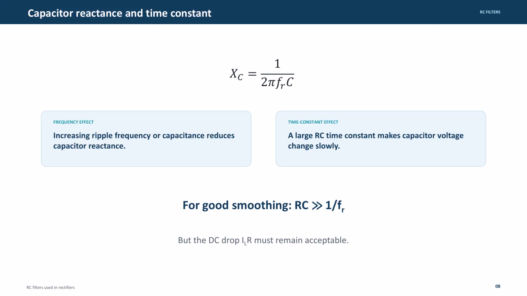The time domain interpretation is equally useful. When the RC time constant is much larger than the ripple period, the capacitor voltage changes slowly and the output becomes smoother. However, a large resistor is not automatically desirable because the DC load current produces a voltage drop across it. We must always check that this drop remains acceptable.